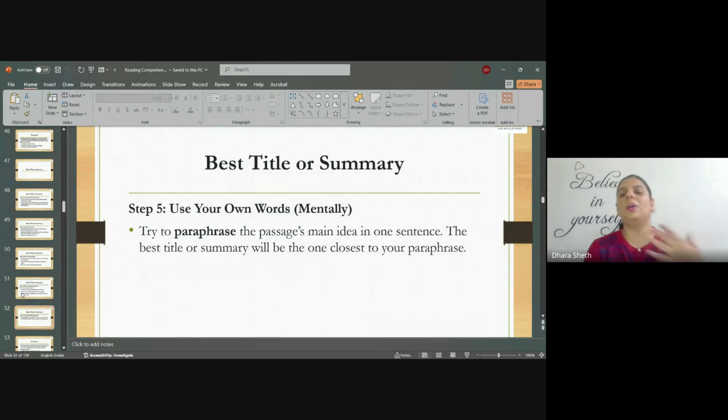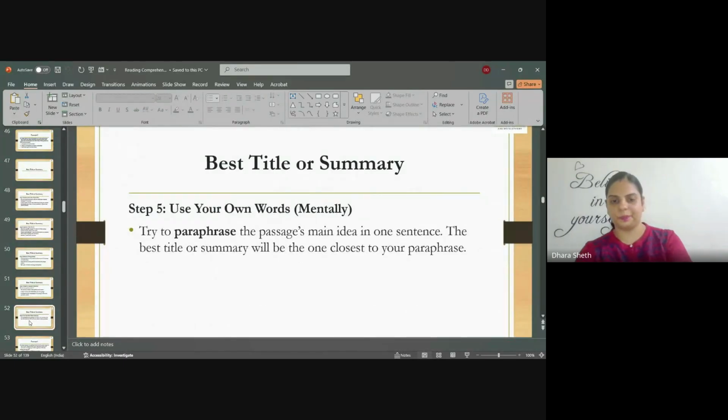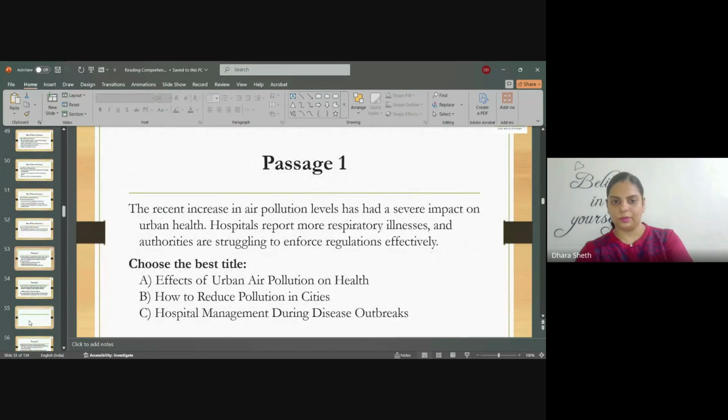And in your mind, paraphrase the passage's main idea. Like, if that question was given, what if you had to tell the summary of the passage to your friend in just 10 words? That would be the main idea of the passage, and that would be the closest one to the actual answer. So for this passage, choose the best title.